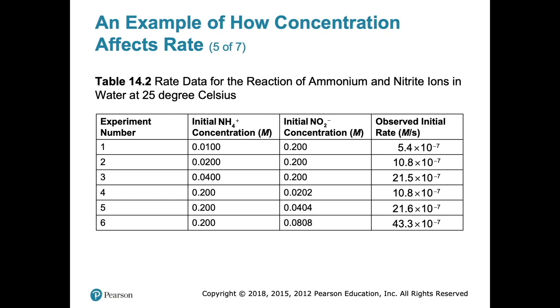And then in the last 3 reactions, this time we kept the ammonia concentration constant, and now we doubled the nitrite concentration, right? So here we're going from 0.0202 to 0.0404 to 0.0808, and as we did that, we saw the rate double as well, right? From 10 to 20 to 40. We see that trend right there, okay?